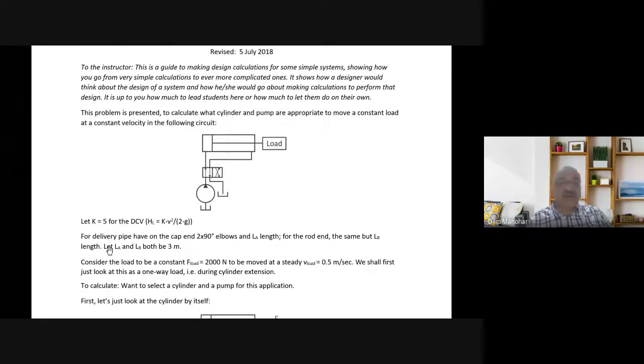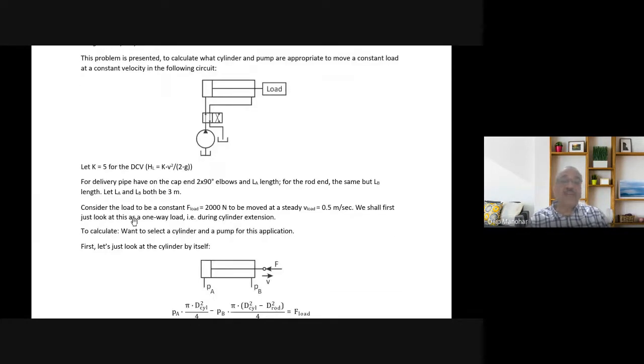For the delivery pipe, there are caps and elbows at the cap end. So we assume there are two elbows there, and we assume a suitable length for the inlet side from pump to cylinder inlet, say 3 meters, and on the discharge side we also assume a length of 3 meters. We assume that the load is constant at 2000 Newton here, just for the sake of simplicity. The given velocity of the load is 0.5 meters per second. That means the cylinder has to push the load at a constant velocity of 0.5 meters per second.